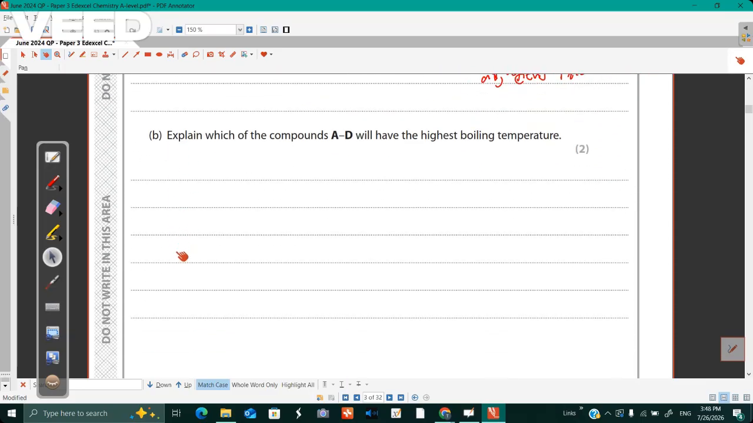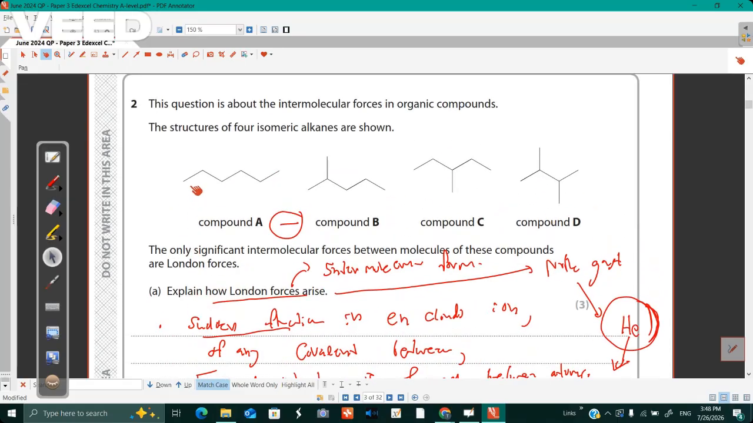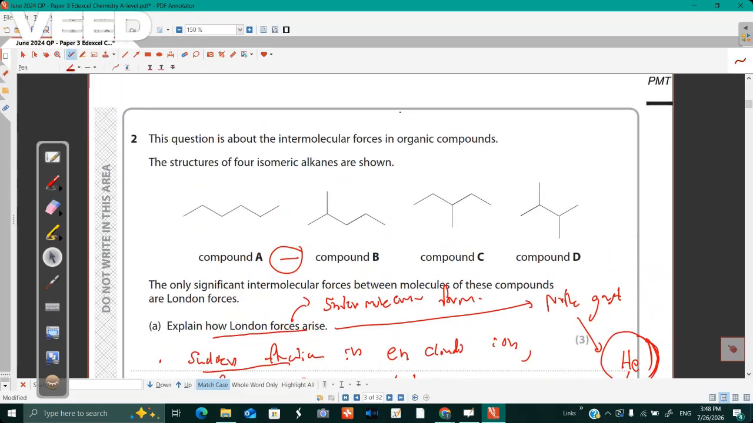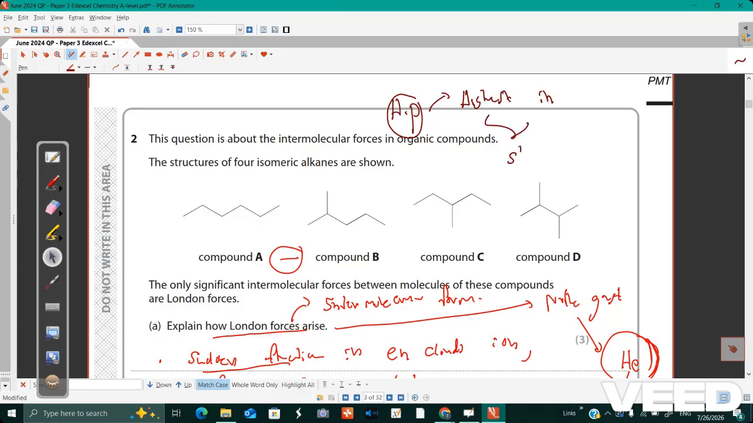Next point, explain which of the compounds A to D will have the highest boiling temperature. Highest boiling temperature means what? Highest boiling point. Highest boiling point is due to having the strongest intermolecular forces, right? Strongest intermolecular interactions. So when you look at these compounds A, B, C, and D, they all are what?